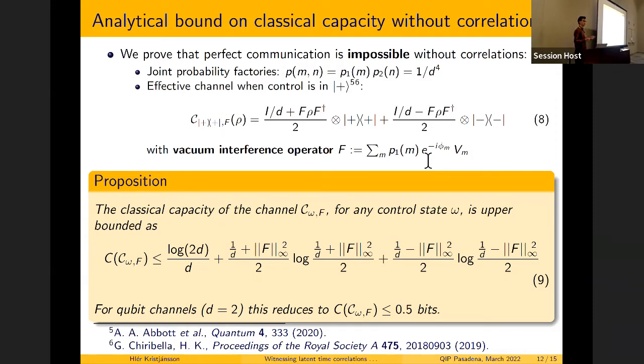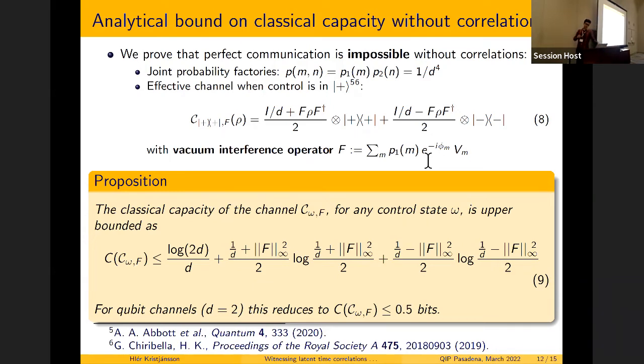And we prove in this work that the answer is negative, namely that whenever the probability distribution factorizes in this way, so we have a completely depolarizing channel at each time step, independent of the other depolarizing channel at the next time step, then when the control state is in a plus state, so equal superposition of the times, we get an output state which we call C subscript plus comma F, where F is what we call the vacuum interference operator, which depends on the probability distribution only at a single time step and the vacuum phases.